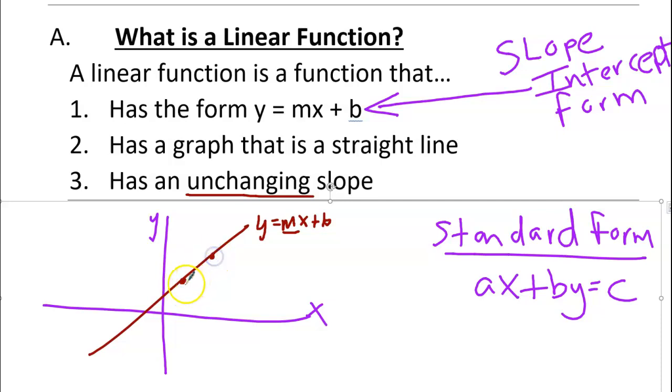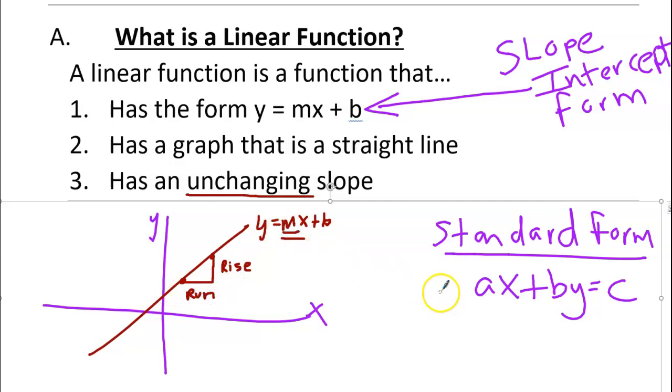Like, let's say I pick from here to here. If you were to go over and up, you would have a rise and a run, right? And slope is rise over run, which we'll get to in a minute. But no matter what 2 points you pick, if you did rise over run, you'll always get m.